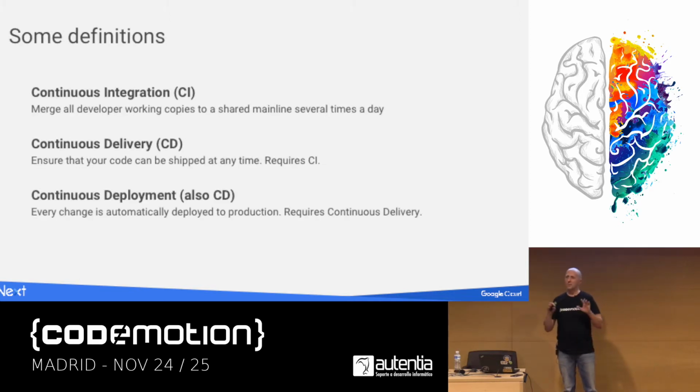Some definitions to make sure that we are all talking in the same language. Continuous integration means that whatever you are putting on Git is going to be automatically tested. That's continuous integration. Continuous delivery means that you're also going to build your artifact, your image, your jar file, whatever. You're going to build your artifact, but you're not going to deploy it automatically. There is going to be some manual step at some point. Someone has to give the okay.